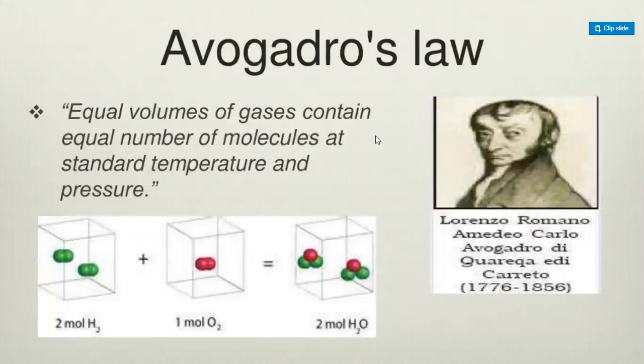Avogadro law: equal volumes of gases contain equal numbers of molecules at standard temperature and pressure. For example, 2 mole of H2 combined with 1 mole of oxygen gives 2 mole of H2O. So equal volumes of gases contain an equal number of molecules at a specific temperature and pressure.